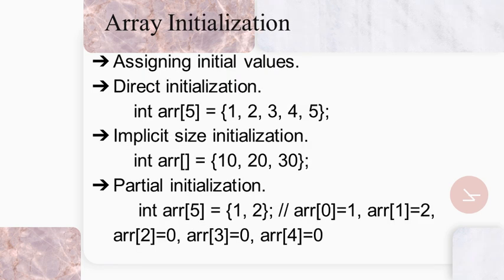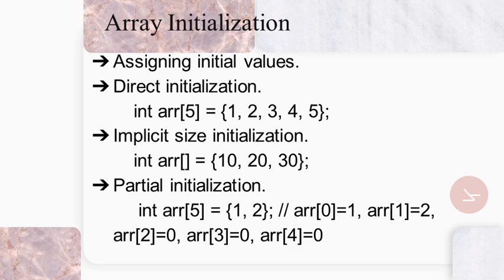Array initialization in C involves assigning initial values to the elements of an array. This can be done at the time of declaration or later in the program. Initialization at declaration or initialization after declaration. Initialization at declaration has the following three types: direct initialization, implicit size initialization, and partial initialization.